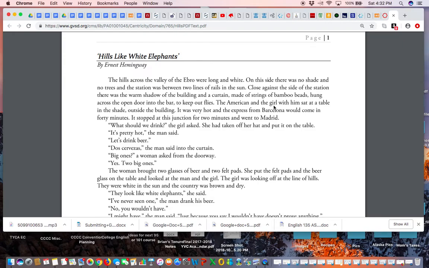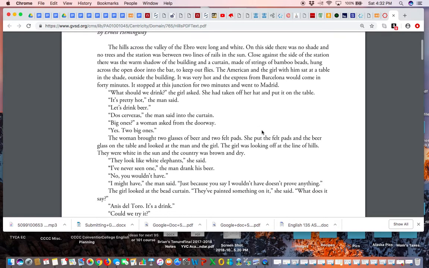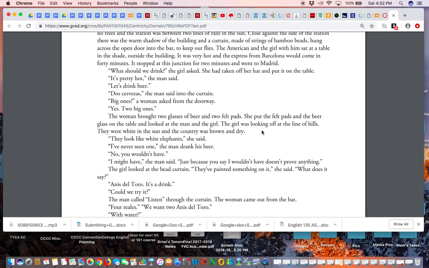"What should we drink?" the girl asked. She had taken off her hat and put it on the table, and so immediately I'm aware that she is not a young girl because here she is in a bar and she is asking what they're going to drink, and she's wearing a hat, which is a mature, kind of a mature piece of attire. She seems very experienced at this bar scene, so I'm assuming she's just a young woman, and they're using girl to refer to female.